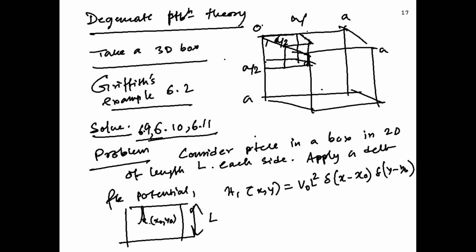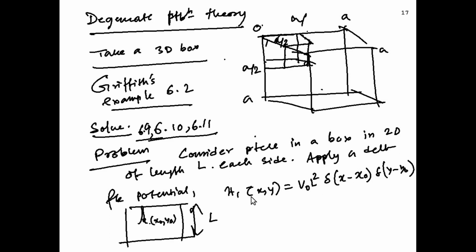But here I will solve another problem where several interesting features are there. That is why I decided to discuss the solution of this problem. So consider a particle in a box in 2D. Each side is of length L, which is a square box. Now apply a delta function potential at location x naught, y naught. So this is how the delta function is, somewhere in the box, and this is the mathematical form of that delta function potential.